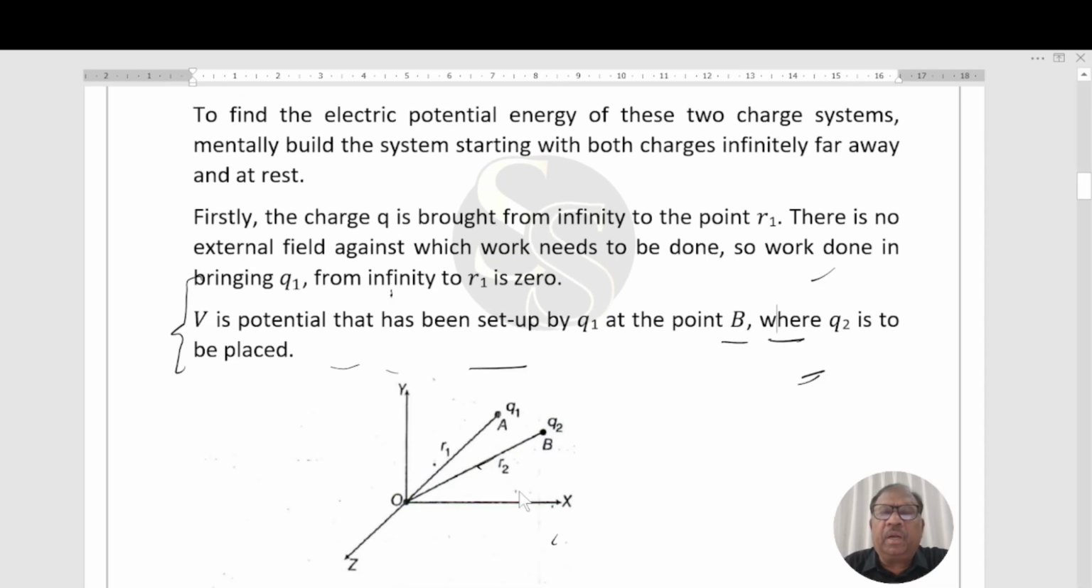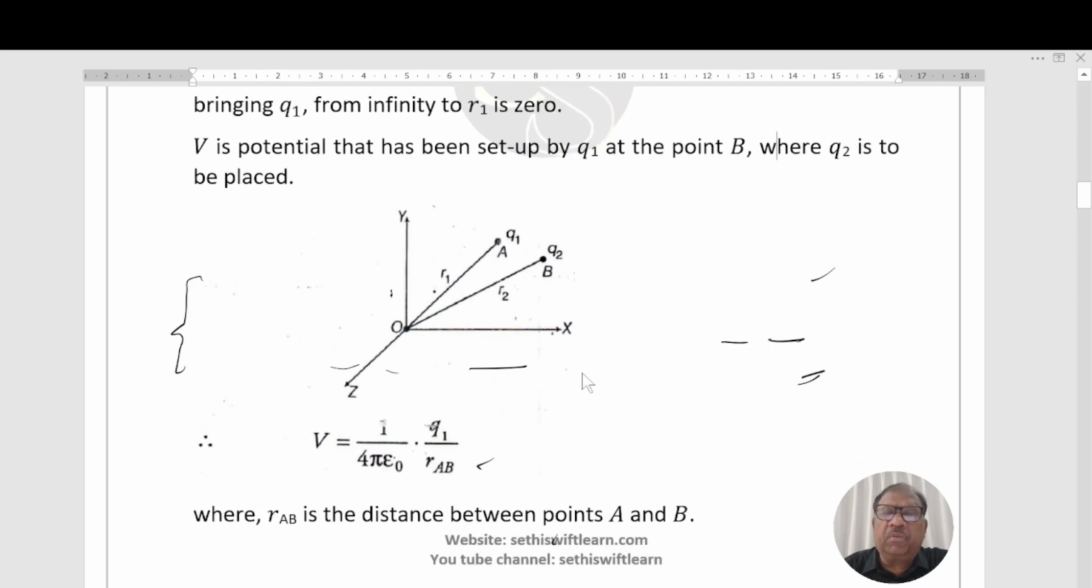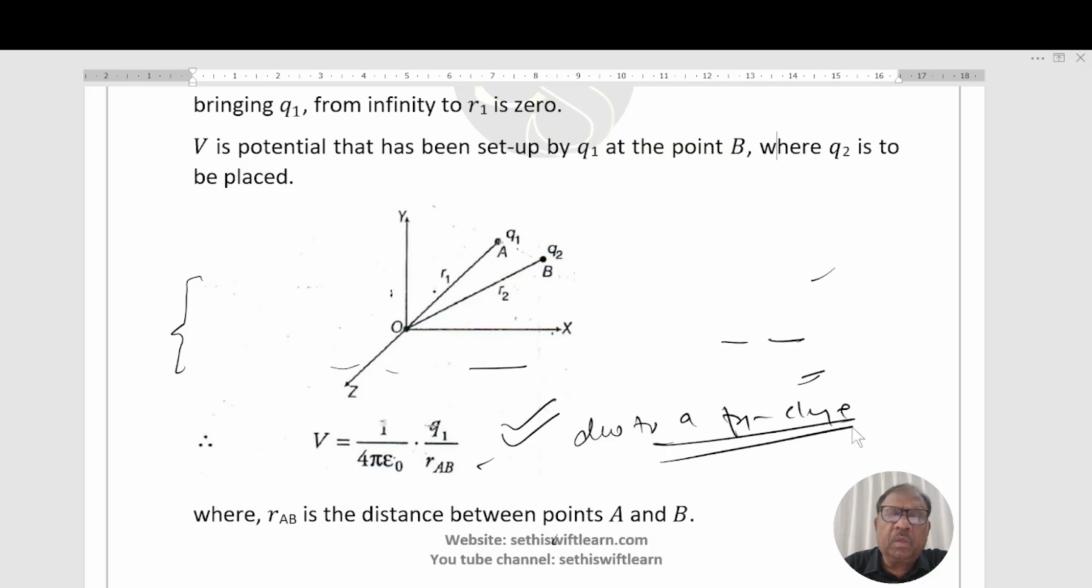Now V is the potential that has been set up by Q1 at point B, where Q2 is to be placed. Potential due to a point charge is given by this formula, 1 over 4 pi epsilon Q1 upon R_AB, where R_AB is the distance between points A and B.